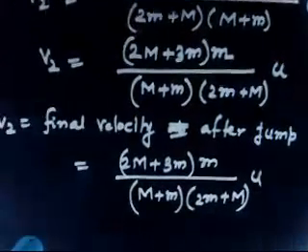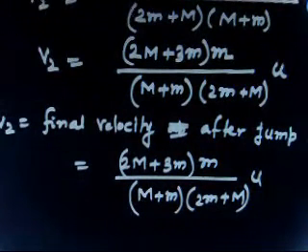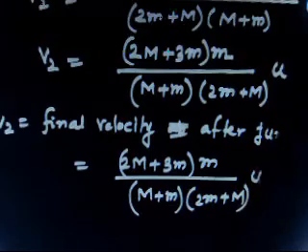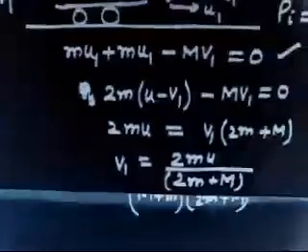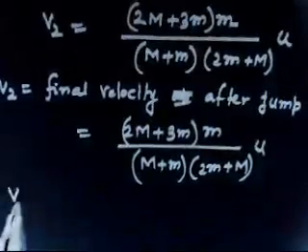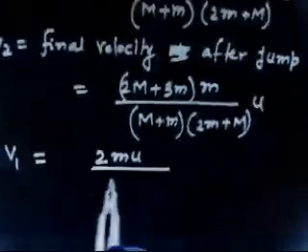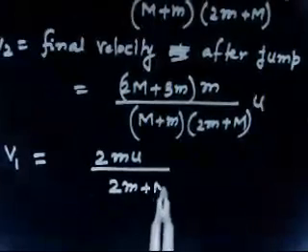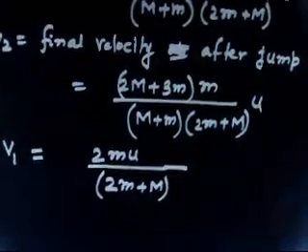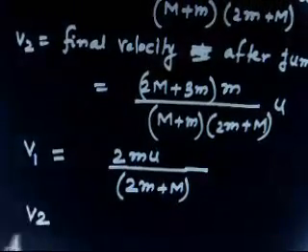Now the question also says how many times this velocity is greater than if they jump simultaneously. So if they jump simultaneously, you have a speed of this. Are you getting? In the case of simultaneous jump, the speed V1 is given by 2mu into 2m plus m. So we have to find what is the ratio of V2 by V1, that is given in the problem.